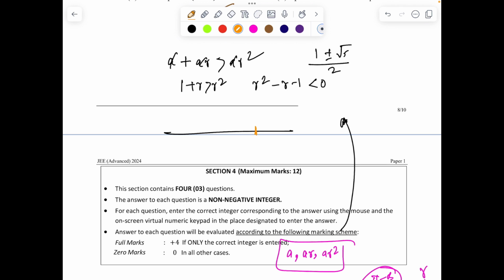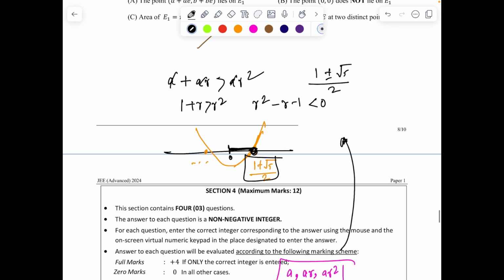Okay, so clearly one value of R is 1 plus root 5 by 2. The other value is negative. Since it's a parabola, we'll take it from that negative value to 1 plus root 5 by 2. So this is one of the answers.